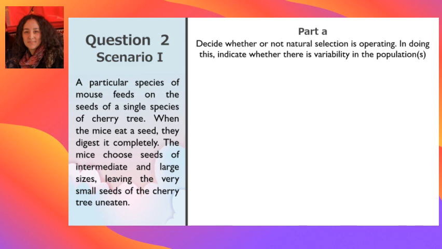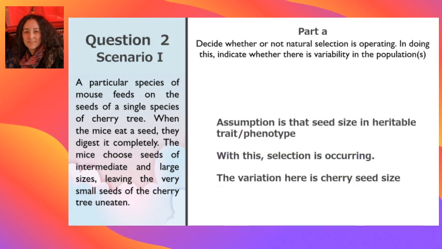So we can see that the mice are targeting the large size and intermediate size seeds and leaving the small ones. So here we have to assume that seed size is heritable. It's a heritable trait or phenotype. And with this, selection is occurring. The variation here is the cherry seed size.